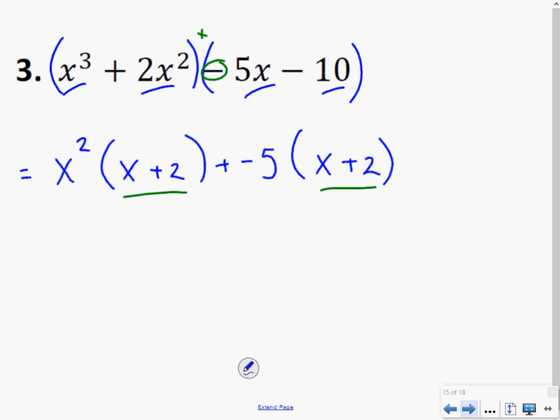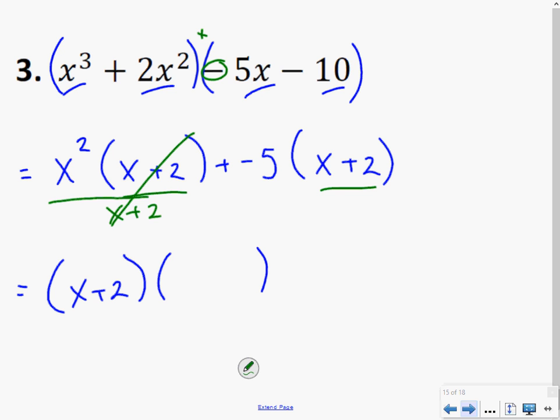So we're going to factor it out. We're going to have our remainder. So when we divide each of these by x plus 2, it's going to cancel, and we're left with x squared minus 5.